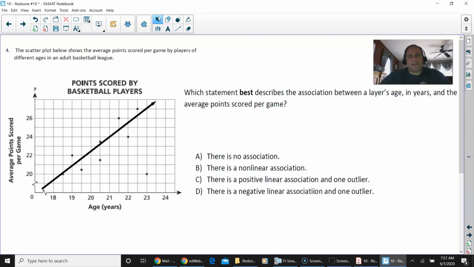Okay, which statement best describes that association? Is there no association? Take a look at my trend line. It goes up from left to right. That's out. Is there a non-linear? Is it linear? My trend line should never curve, but does this curve at all? The pattern of the points? No. Is there a positive linear association or a negative linear association and one outlier? There is definitely a positive. If you picked C, you are correct. Positive association, one outlier. The outlier is right here, separated from the rest of the points.